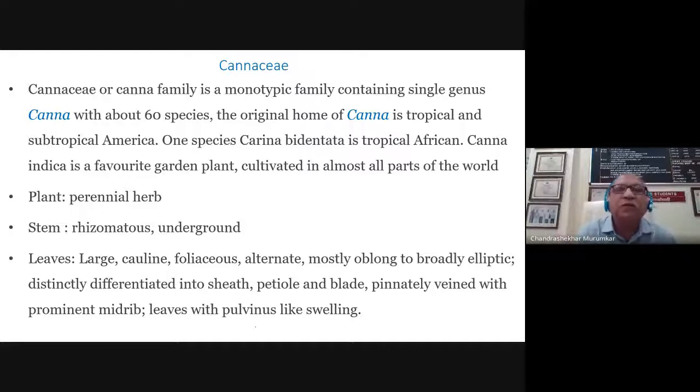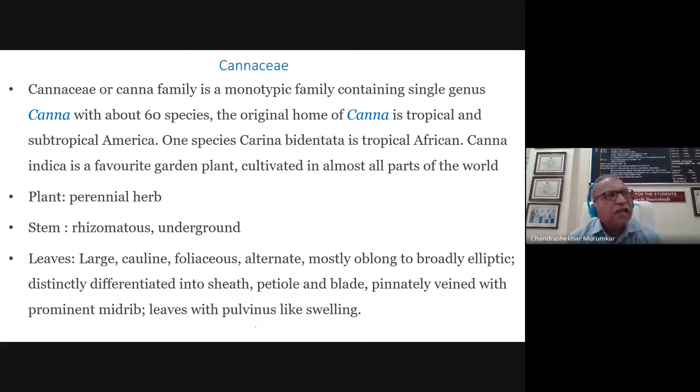In this case, the flowers are present in the trimerous condition. In monocotyledons now, we are going to study as a representative only two families. One family which is belonging to the obviously Calycinae series, and today we are going to study the family Canaceae.